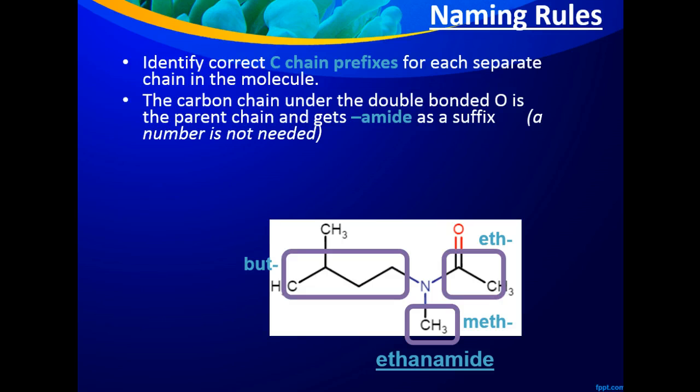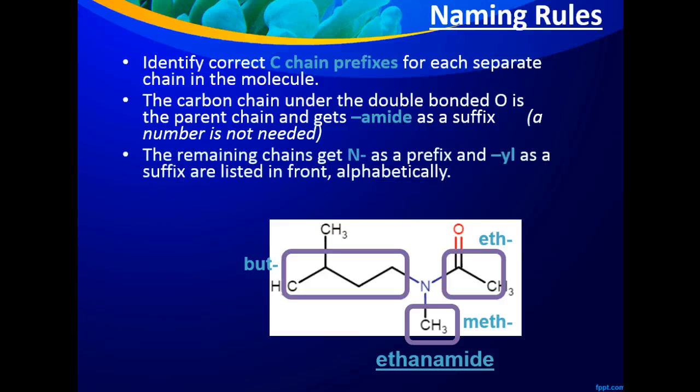One of the biggest fallacies that happen in this functional group is people want to name the longest carbon chain, but please note it's the one that is connected to the nitrogen and the double bonded O. The remaining chains get an N as a prefix and a YL as a suffix. The YL is nothing new, but the N is new. And we are going to also put these alphabetically. So we have N-butyl, because B is our first letter out of our chains within the alphabet. And then we have an N-methyl.